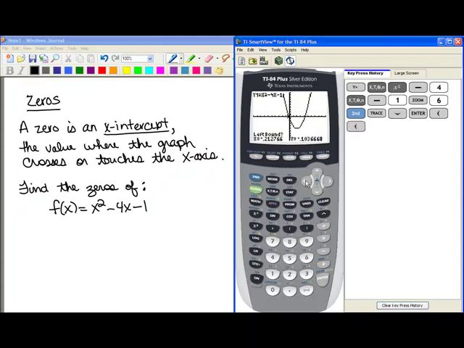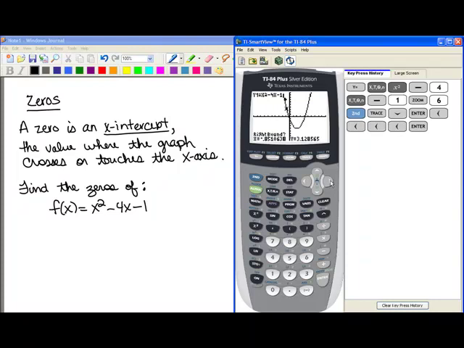So we'll need to move the cursor over up above the x-axis, and this will be the left bound. Now anywhere up here will be the left bound. The numbers at the bottom really do not matter, so you can ignore those as long as you're up above. Alright, press enter.